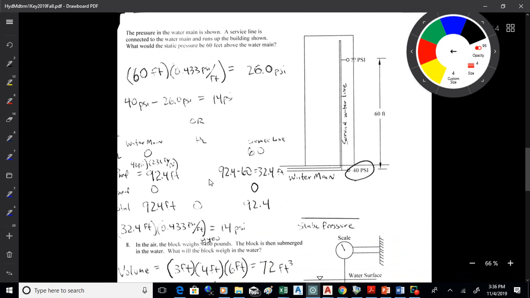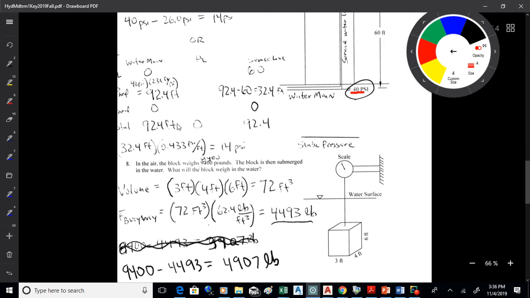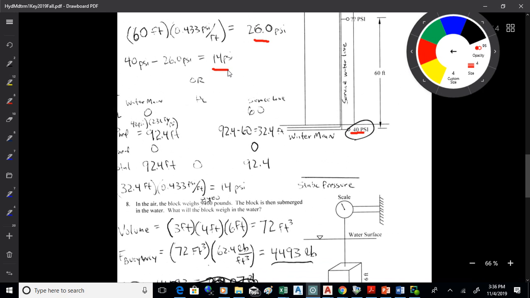Okay, the next page here, we've got a 60-foot high water line in the building, service line. Okay, 60 feet, if you multiply it by 0.433 psi per foot, comes out to 26 psi difference. So if the pressure at the water main there is 40 psi, the pressure at this 60-foot height would be 26 psi less. So that would be 14 psi at the 60-foot height.